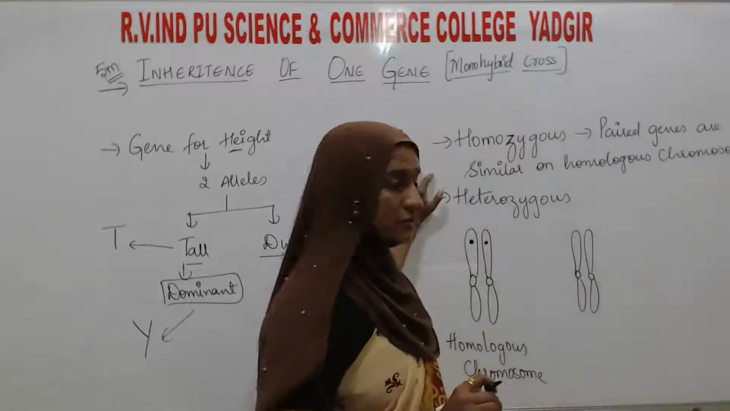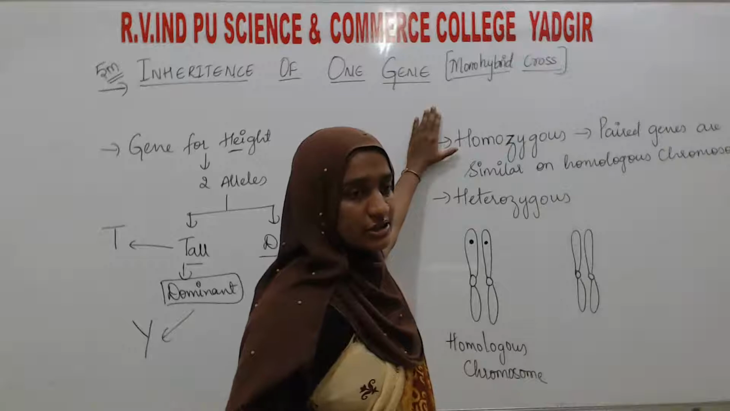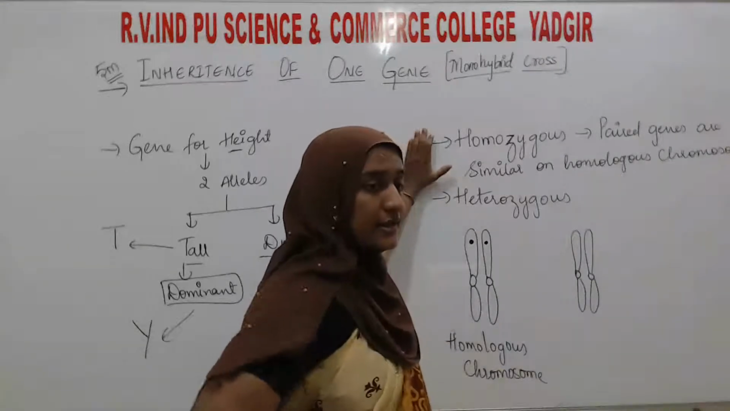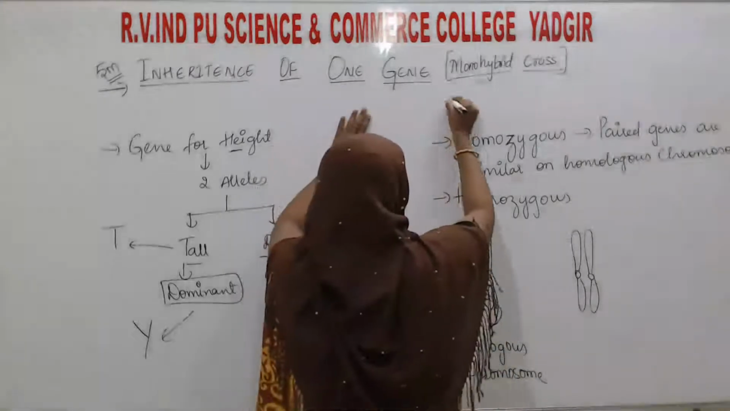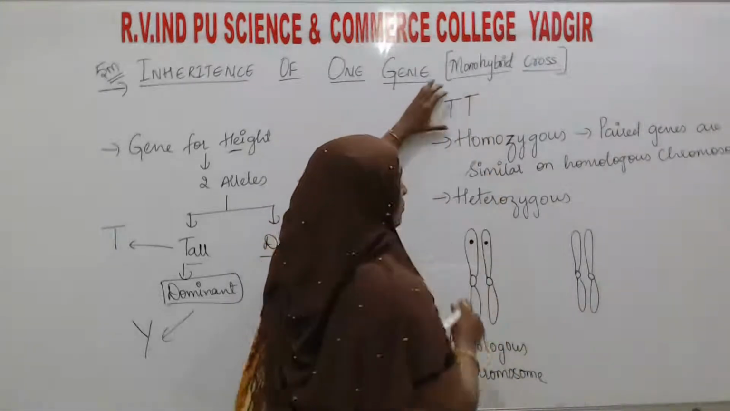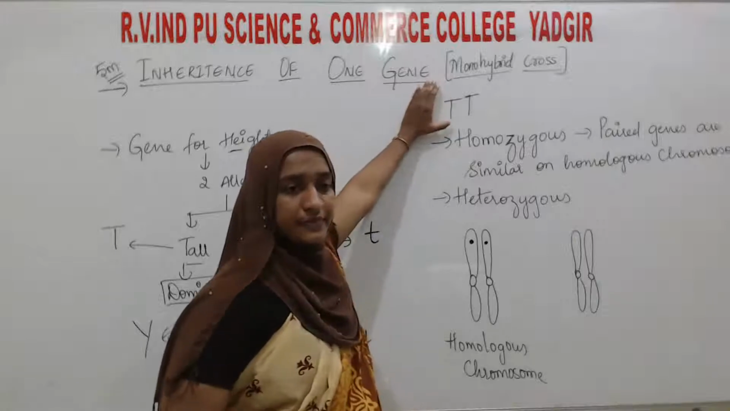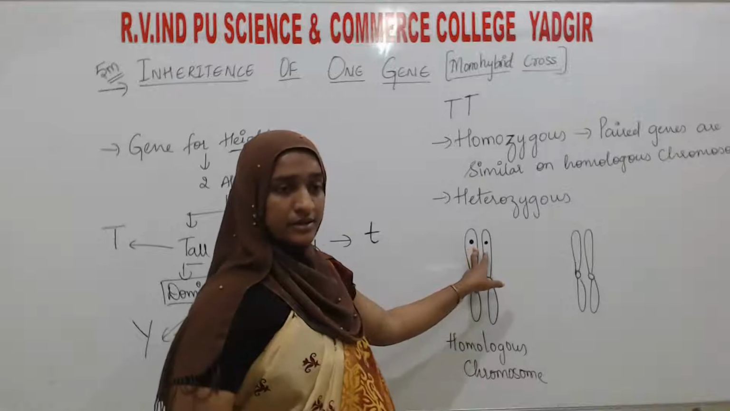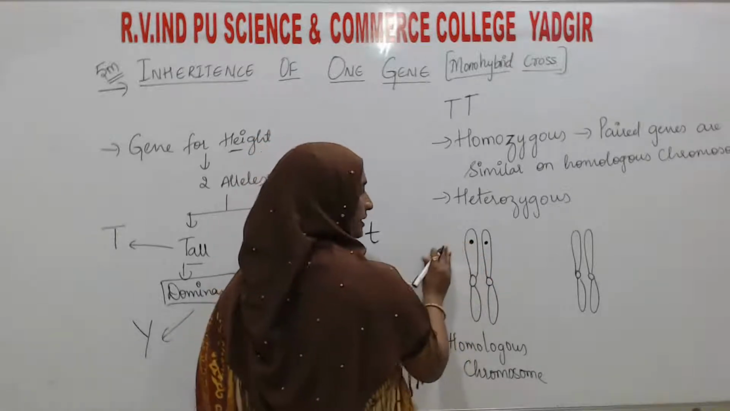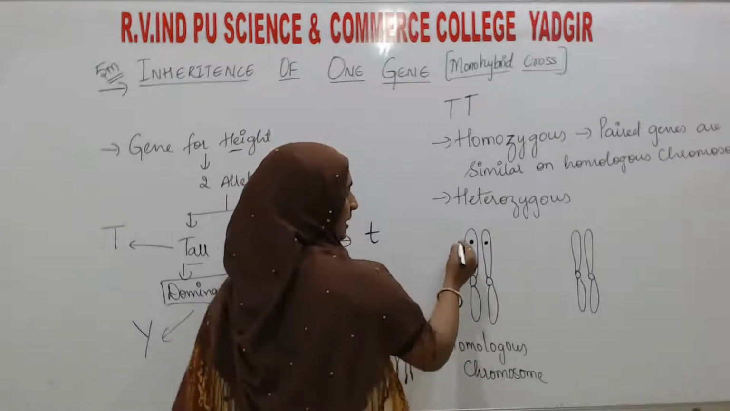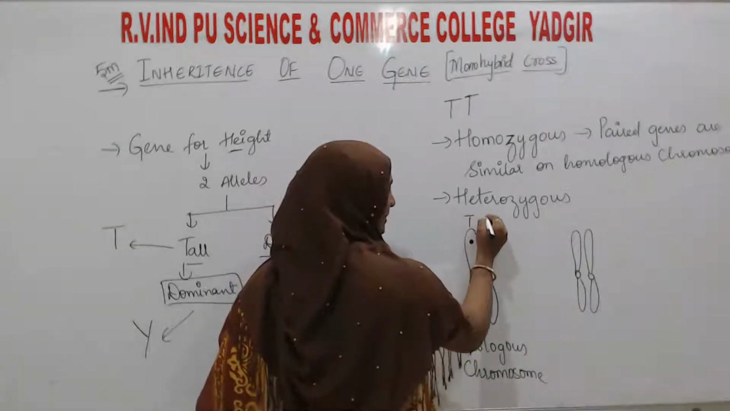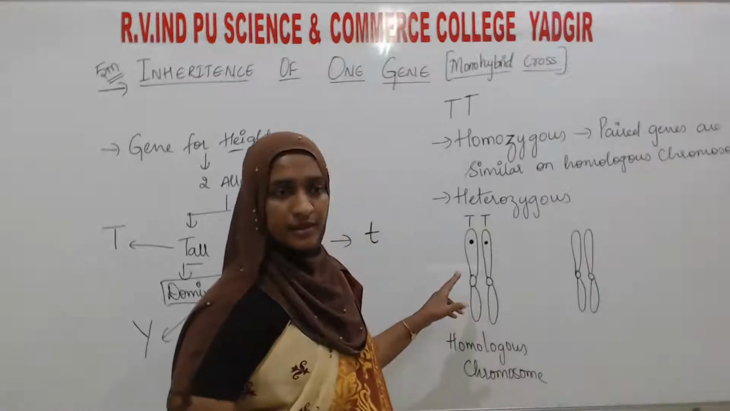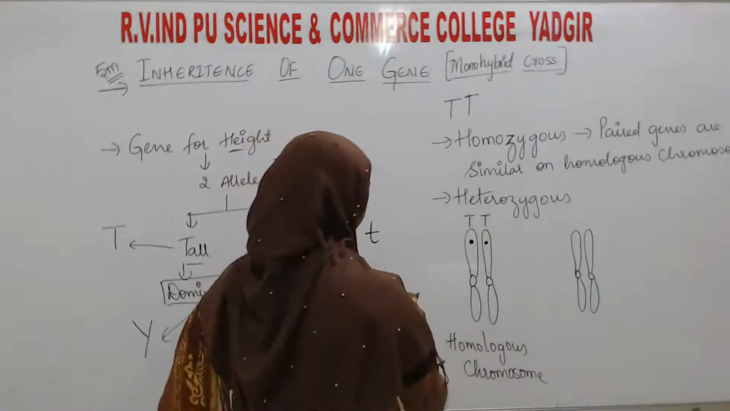Such a condition is known as the homozygous condition. For example, I will write for the homozygous capital T and capital T. These are the two genes for height. They both are the same. We can represent them with a capital T and capital T. They both are same. Okay, see one more example.